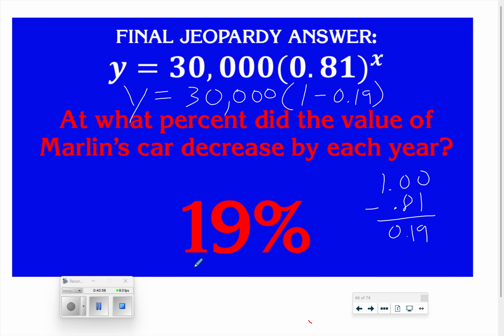Okay, it's 19%. So remember, in the growth formula, you're going to have an addition right here. But in the decay formula, when it goes down, you're going to have a minus. So let's say we wanted to find 19%, or have a decay formula of it decreasing by 19%. We would take that 19%, change it to a decimal, and take 1 minus that. That would get us 0.81. So to find that, what you want to do is go in reverse and subtract 0.81 from 1, and you get 0.19, and just change it back to a percent, get 19%.